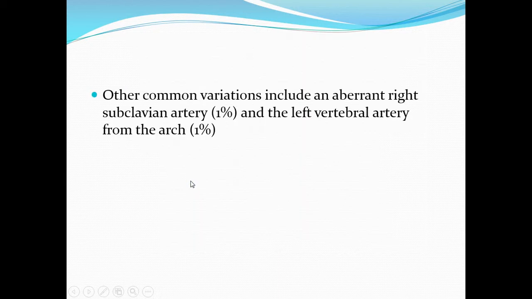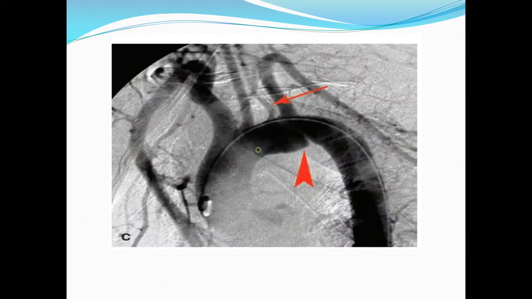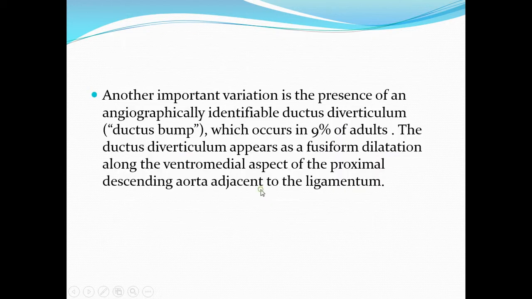Other variations include aberrant right subclavian artery, left vertebral artery arising from the aortic arch. So you can see here again, this is the diagnostic catheter in the ascending aorta, and you can see here the right common carotid, the left common carotid, and you can see the brachiocephalic, and you can see here the left subclavian, and what's this branch in between? It is the left vertebral artery arising from the aortic arch, and you can see here an aortic bump.